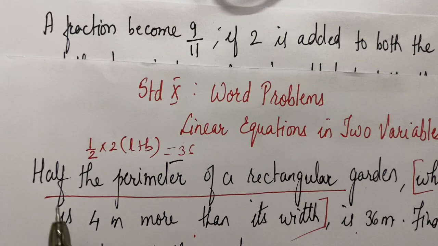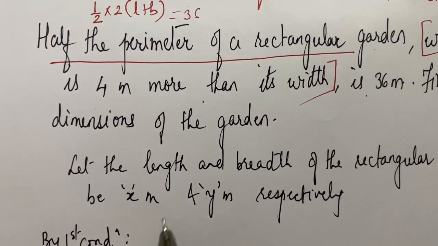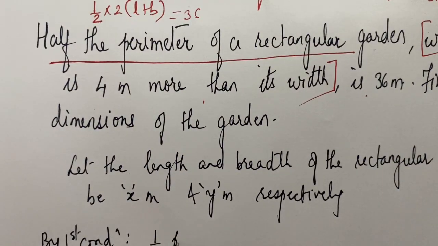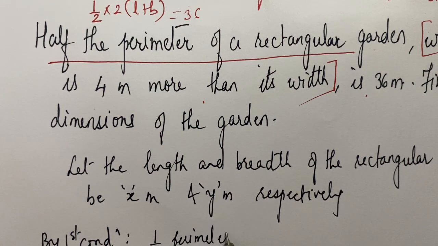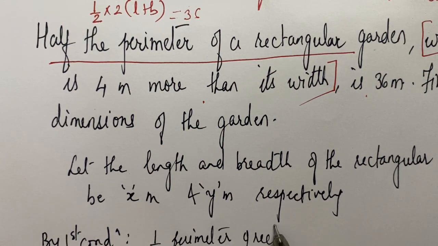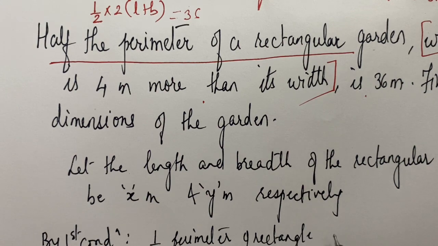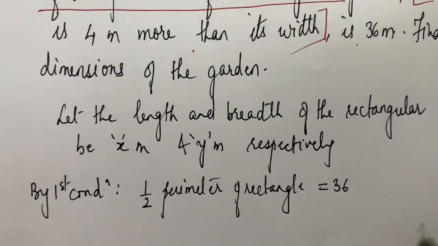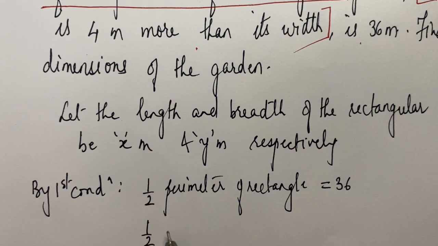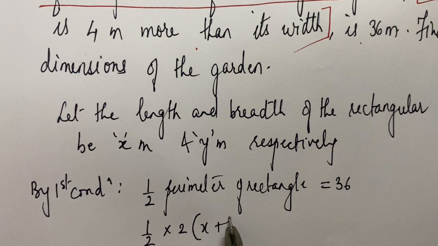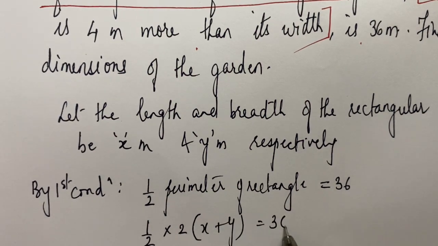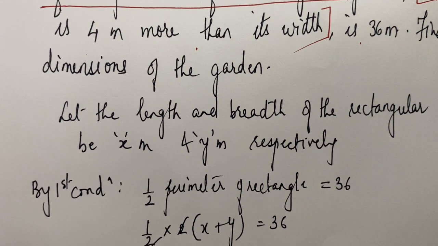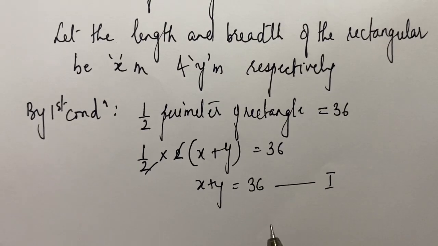as I showed you the first condition, half the perimeter of a rectangle is 36. Half perimeter of a rectangle is given by twice length plus breadth. Length is x, breadth is y, is equal to 36. So x plus y is equal to 36. This is your equation number 1.